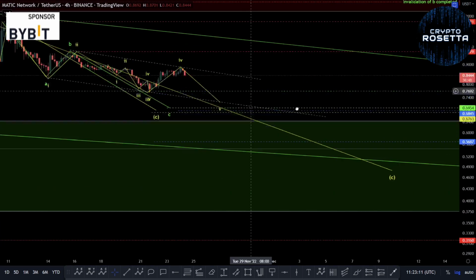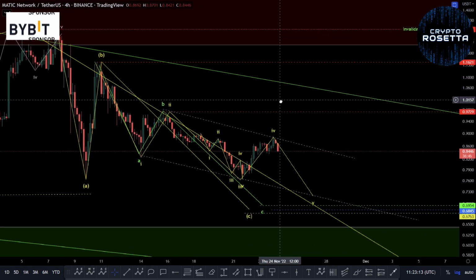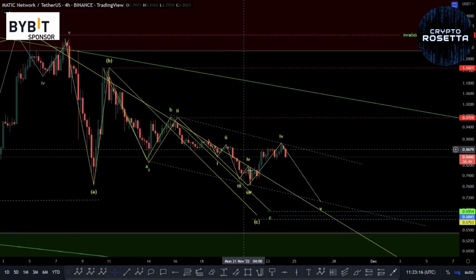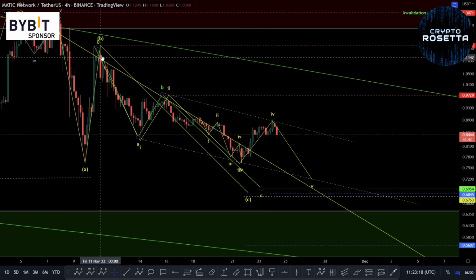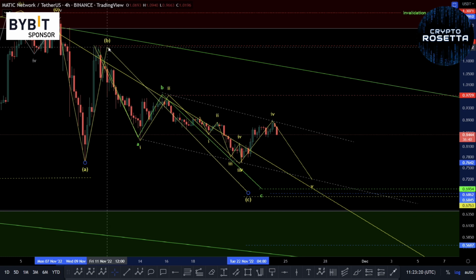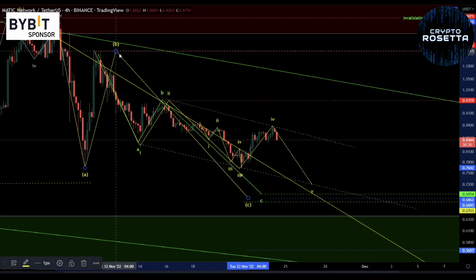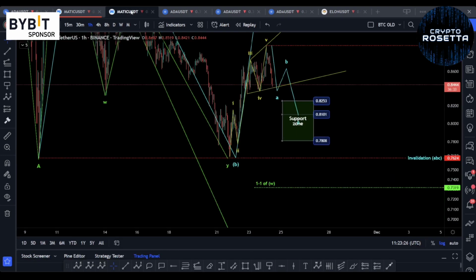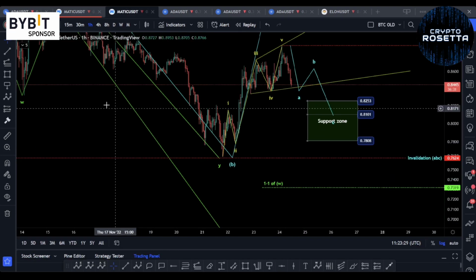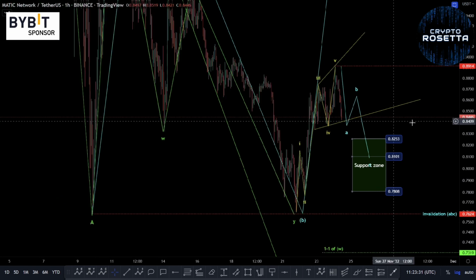Coming back to where we were. So this is looking at it as just an ABC down with this B wave completed. There's another way that we can look at it where we are actually still in this B wave. And if I just switch my charts here, that would be this option here.